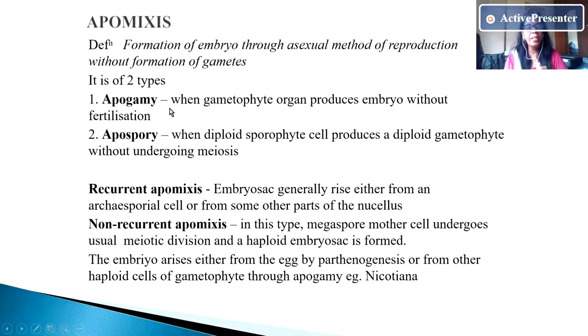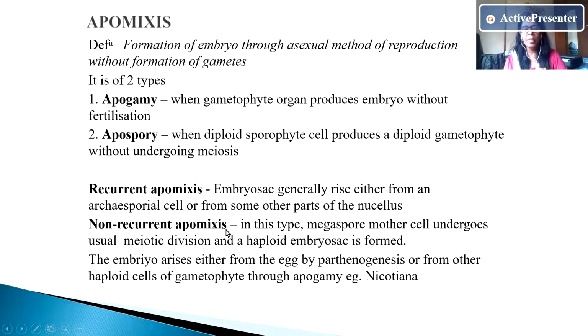In normal fertilization, gametes fuse and form the zygote. Here there is no gamete formation, so the embryo develops directly from the gametophyte. That is apogamy, from the gametophyte, and apospory, from the sporophyte. Next is recurrent apomixis. The embryo sac generally arises either from an archesporial cell or from some other part of the nucellus.